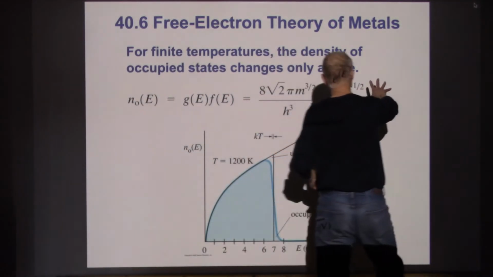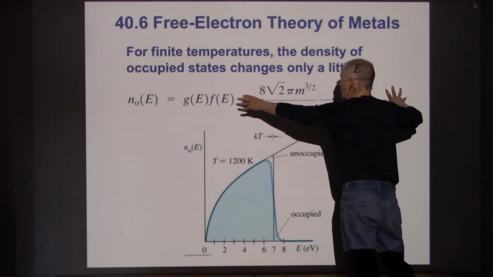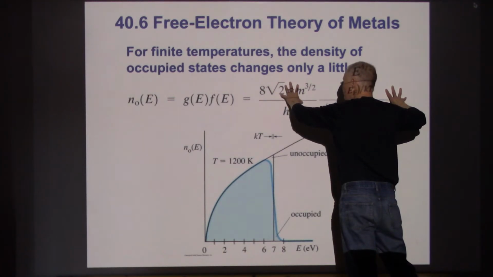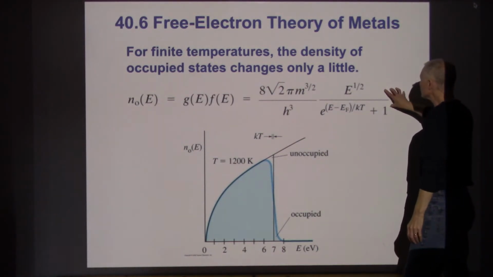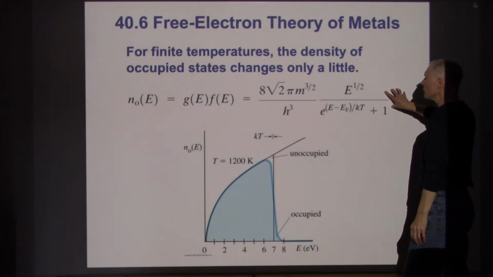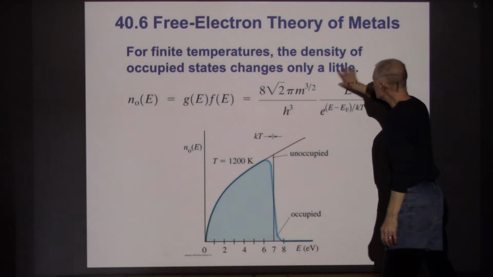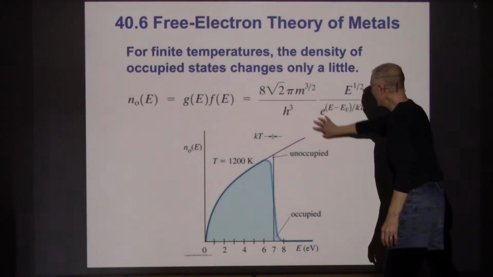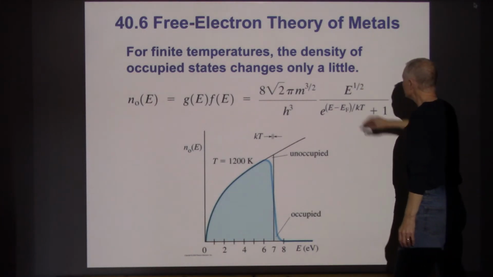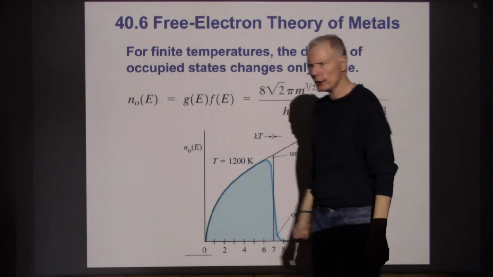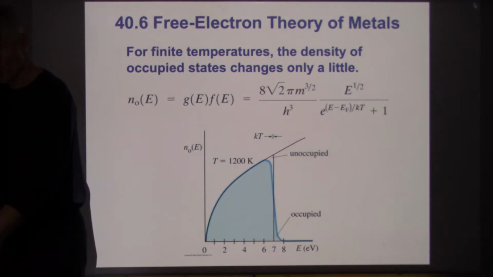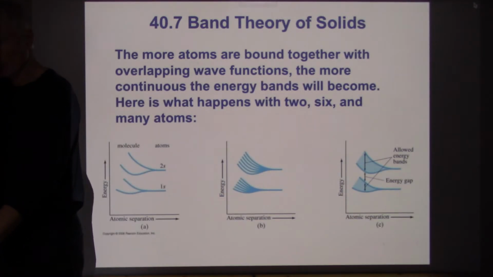This is an extra factor. This G sub E is the density of states. That gets multiplied by the probability that a state is occupied. So this is the probability of having an electron in a given state. If we put in the energies and put in the temperatures, we can calculate the probability.